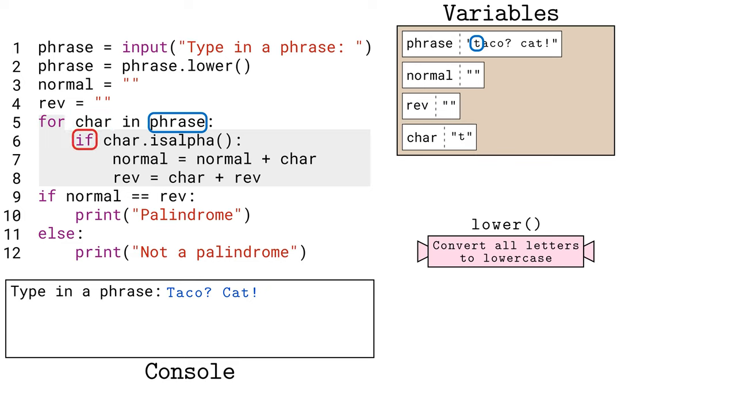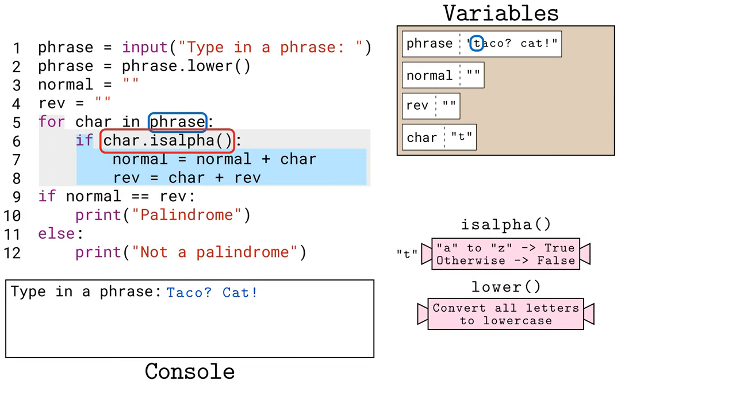The first line inside the for loop is an if statement, which will sometimes run the indented code after it, now outlined in blue. The condition of this if statement uses the isAlpha string method, which takes the char variable as an input and outputs true if it is a letter, or false if it was something like a punctuation mark. T is a letter, so the condition is true.